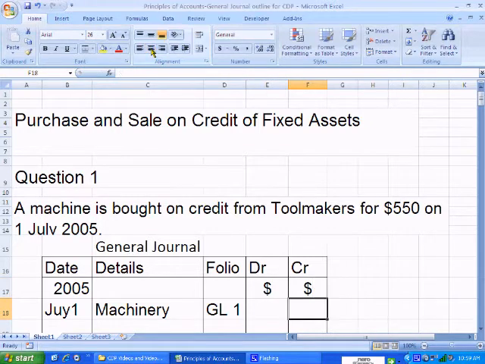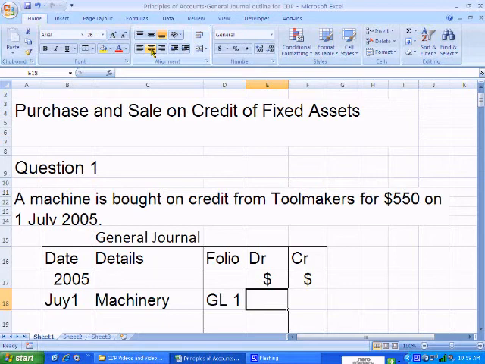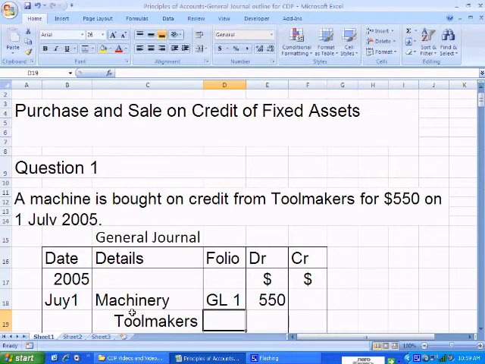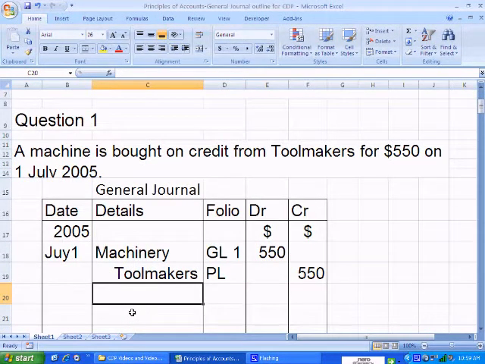We make a debit entry right here. The debit is machine, and credit Tool Makers. So indent slightly to write in the other one. Tool Makers is PL. We bought from Tool Makers, right? $550. Below this now, we're going to write in something called a narration.